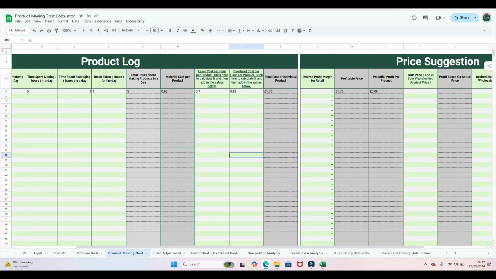We have a desired profit margin for retail. Depending on how much you want to make, let's say you want to make 50% on top of the £1.76. The profitable price will be £2.64.